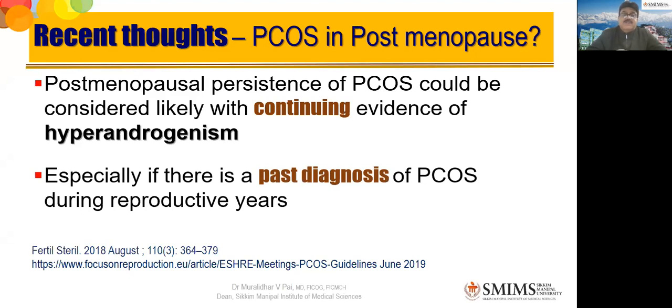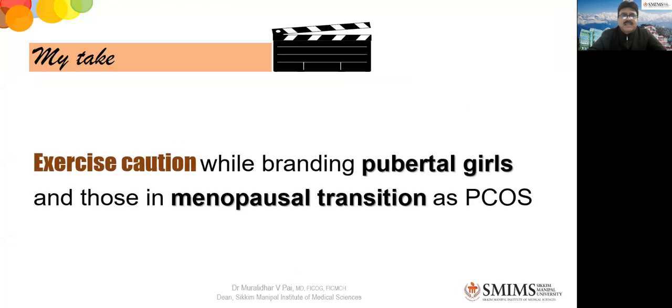Especially if there is past diagnosis of PCOS during reproductive years. So it will not leave you even if you attain menopause. Because it's not just the ova, it is some hyperandrogenism in them, maybe coming from adrenals, maybe coming from elsewhere, but there is hyperandrogenism. That's why from yesterday evening 7:30, I am harping on one word, hyperandrogenism. So what's my take? Exercise caution while branding pubertal girls and those in menopausal transition as PCOS. It can be very, very dangerous. It has got far-reaching effects on their mental status. They will go for depression.